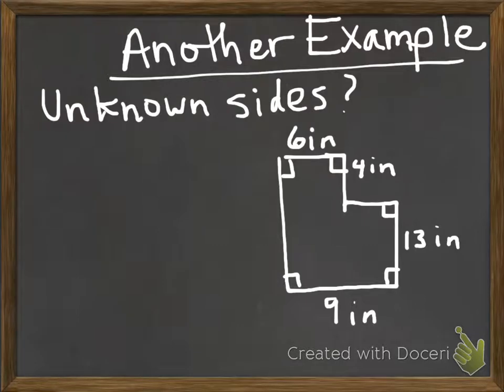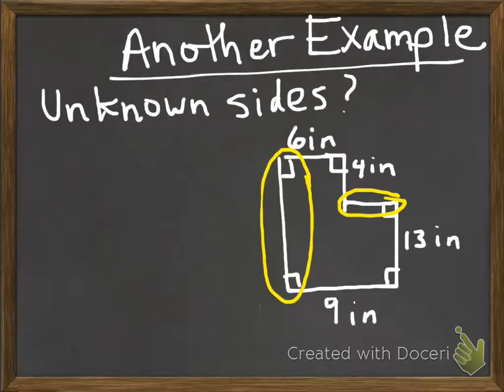Okay, the last section here is another example. This is unknown sides. What do we do when the polygon does not give us all the side measurements? If you look at this closely, there are 2 areas that we don't know. It doesn't say the measurement, so this side here and here. The polygon doesn't tell us how much that is, so we have to figure that out. Don't just add 6, 4, 13, 9. You're going to get the wrong answer because perimeter means adding all sides together.